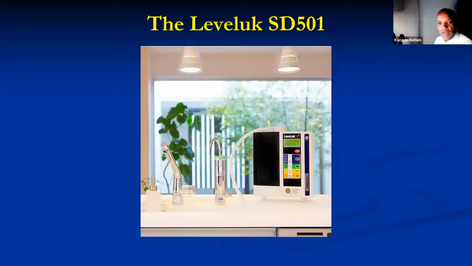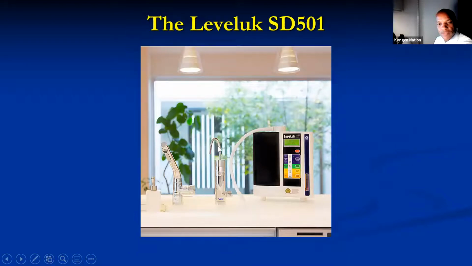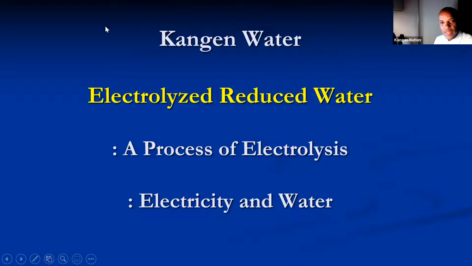Here's our SD501 again, our 7-plate machine. This is our platinum SD501. It has a metallic exterior. It's pretty much the same as the original SD501. It's just decorative, for people who have kitchens that might be stainless steel and walnut, or who might prefer a more metallic exterior on the machine.